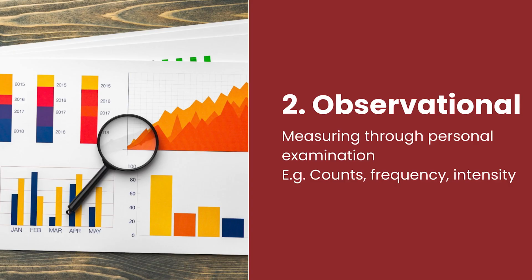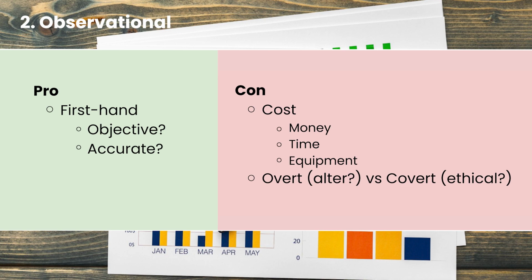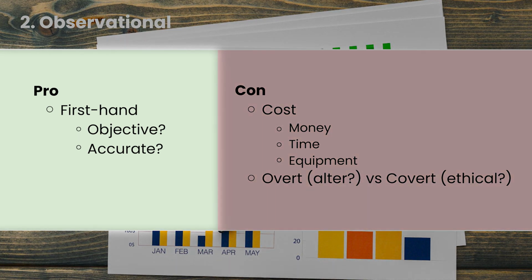The next type of quantitative data we will be discussing is observational. This is measuring through personal examination. For example, counting the number of customers, counting the times those customers make a purchase, or some type of intensity. The advantages of quantitative observational data are based on the fact that it is first-hand. That is, you control the collection of the data. Therefore, you know the extent to which it is objective and accurate.